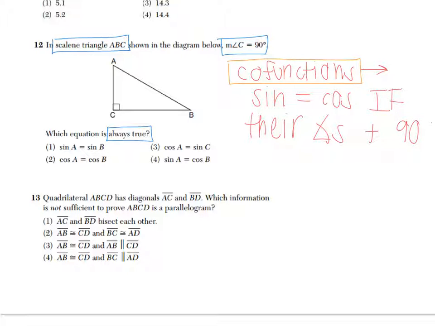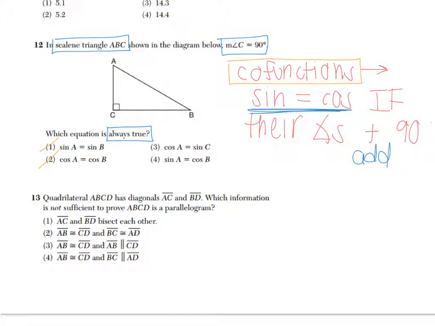If we go through these answers, notice choice 1 has a sine and a sine. You're never going to have two of the same function next to each other. Likewise, cos and cos, wrong. We said we need sine and cosine to be equal if their angles add, or sum, to 90. So now I'm left with two choices, cos and sine, sine and cos.